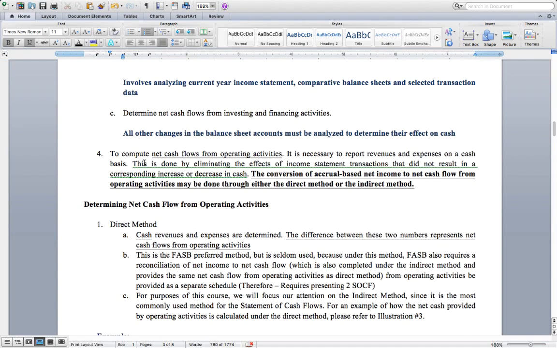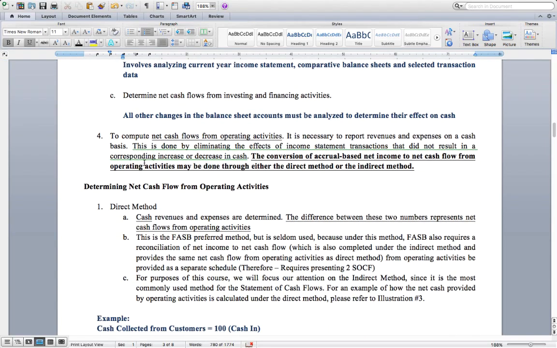To compute the net cash flows from operating activities, it is necessary to report revenues and expenses on a cash basis. This is done by eliminating the effects of income statement transactions that did not result in a corresponding increase or decrease in cash. The conversion of accrual-based net income to net cash flow from operating activities may be done through either the direct or indirect method.